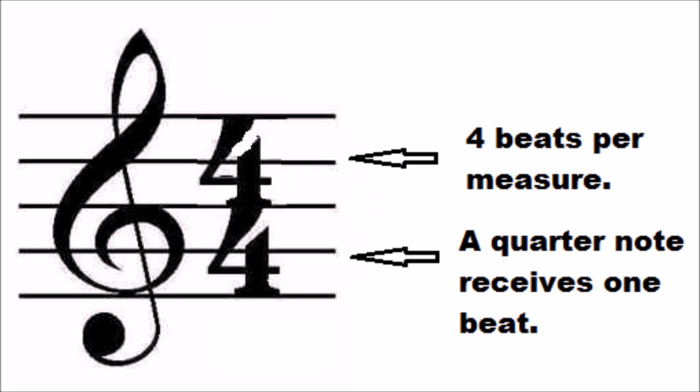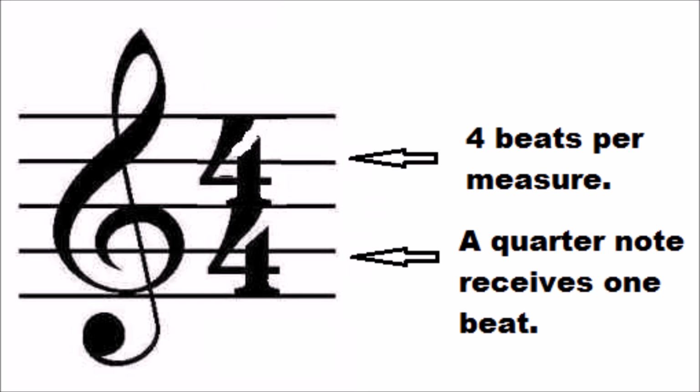4/4 time signature. 4 beats per measure. A quarter note receives 1 beat. For example, in a 4/4 time signature, the 4 at the top tells you that there are 4 beats in a measure, while the 4 at the bottom tells you that a quarter note receives a beat.